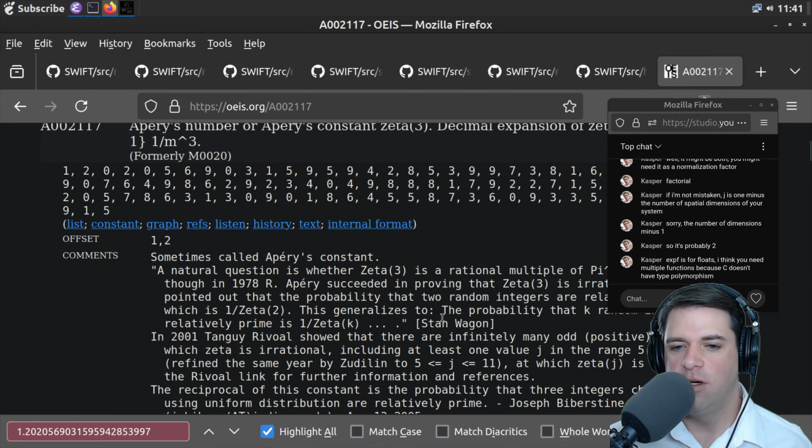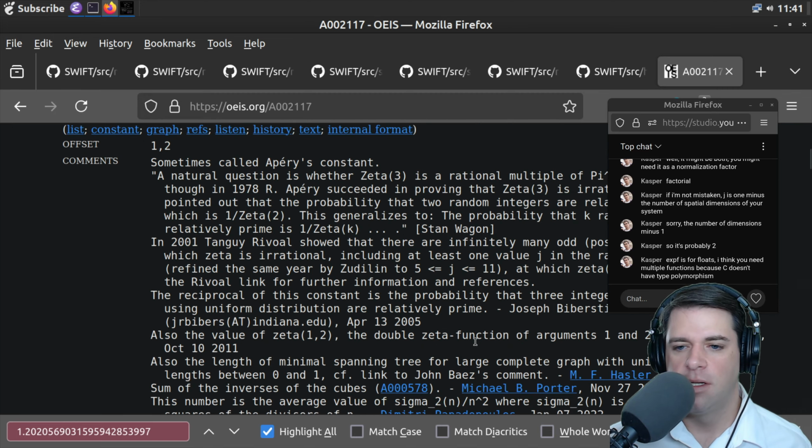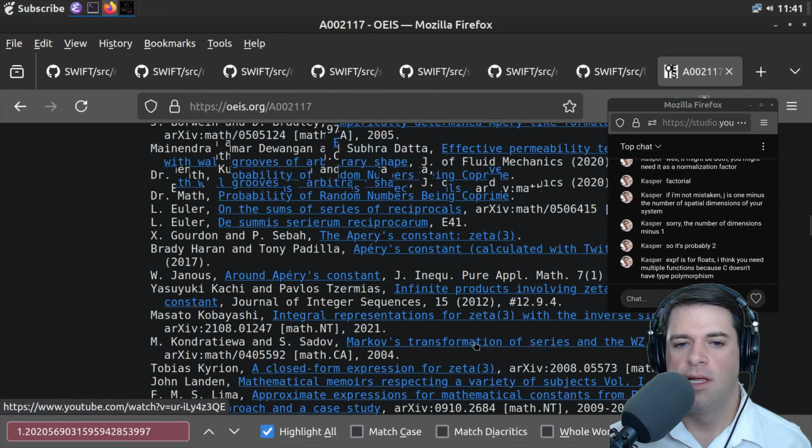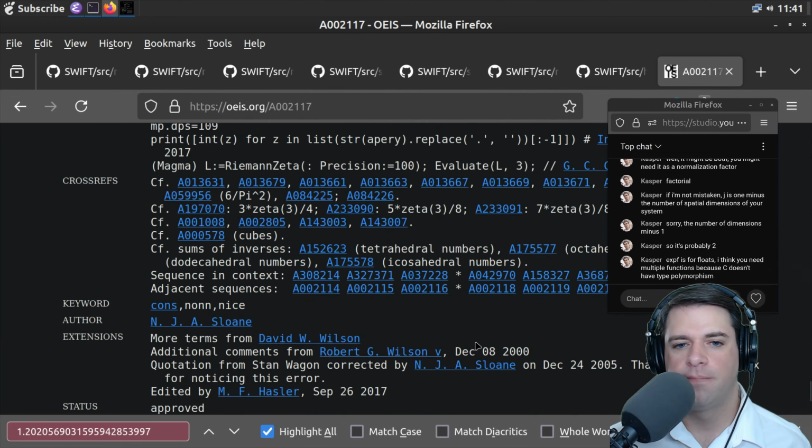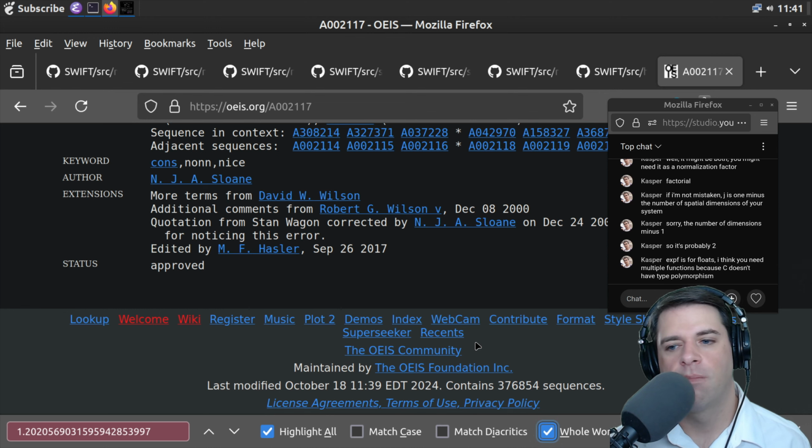Okay, this is from what year? I don't know, but it's from Stan Wagon, I guess. It's kind of wild. I guess I'll read this.